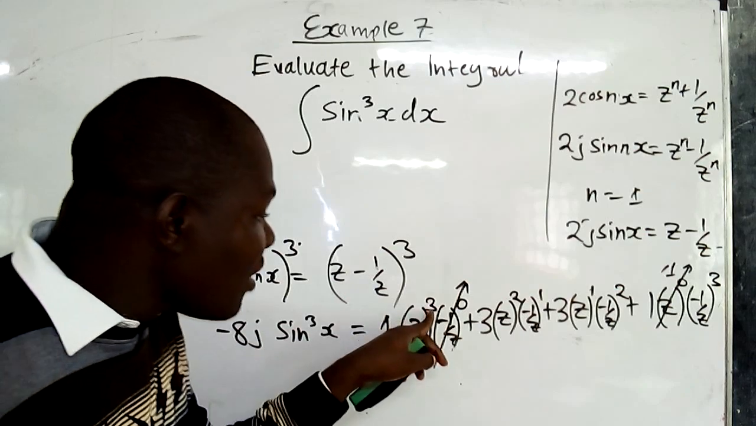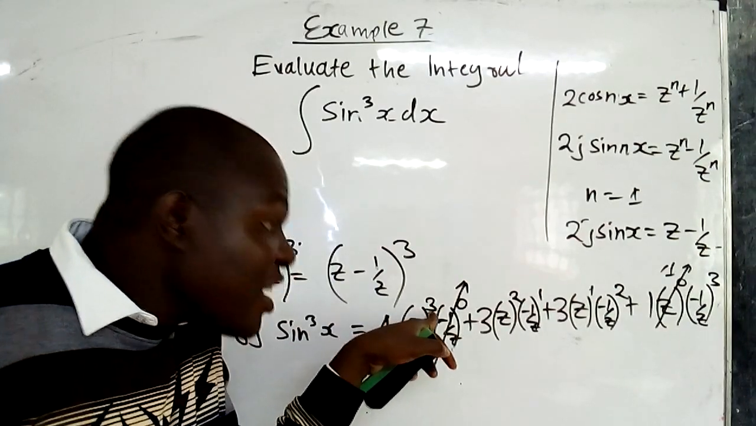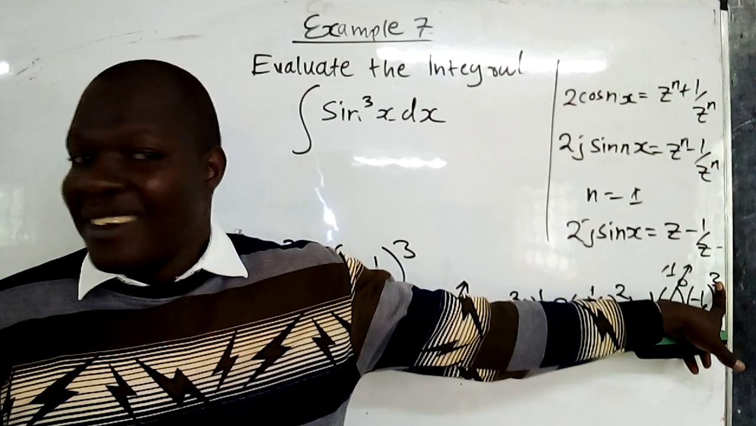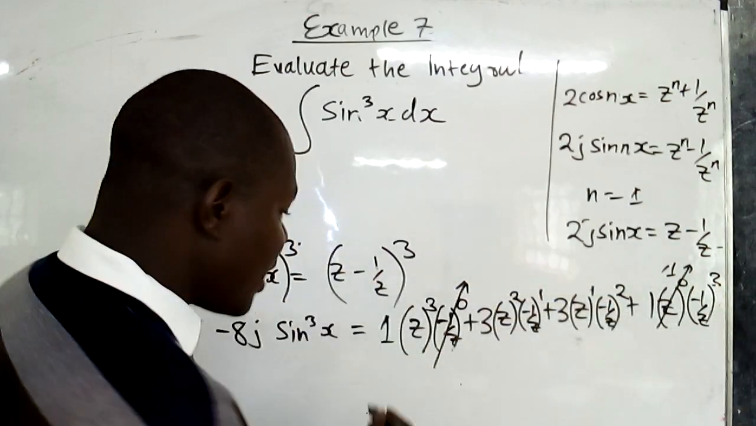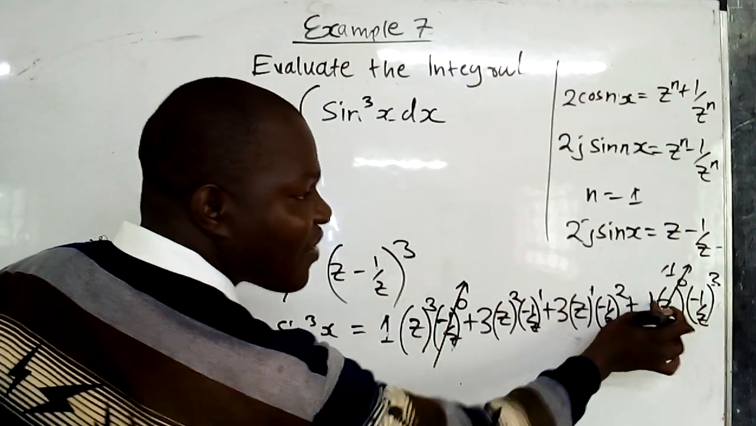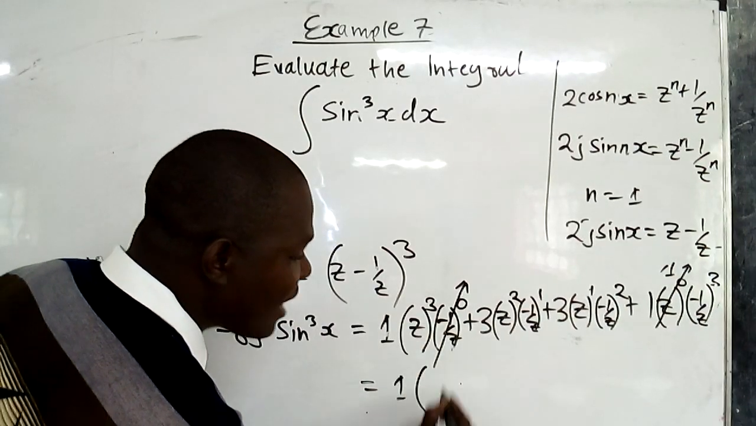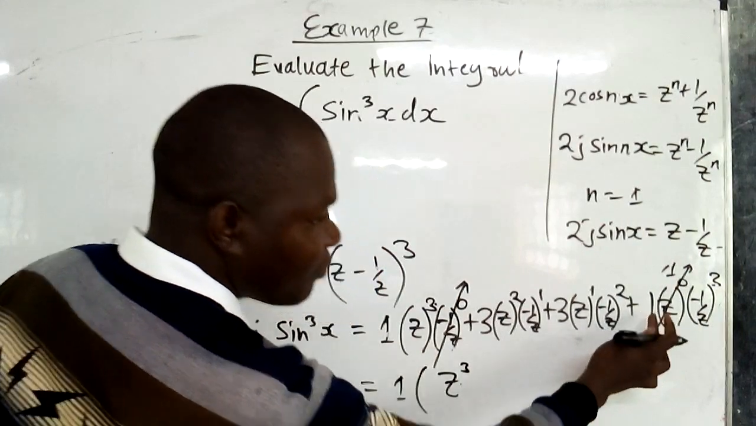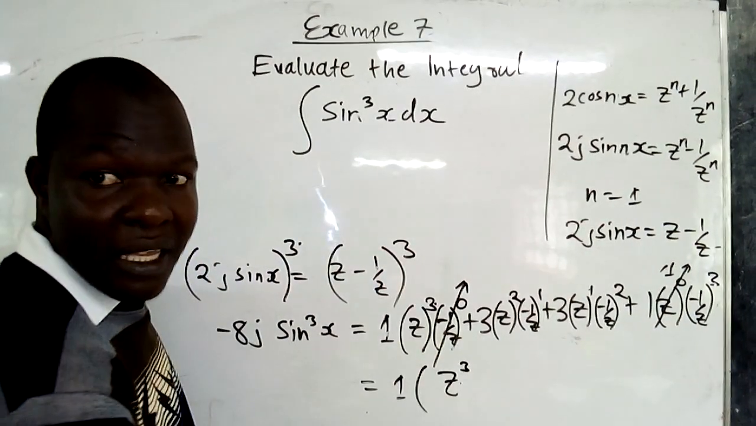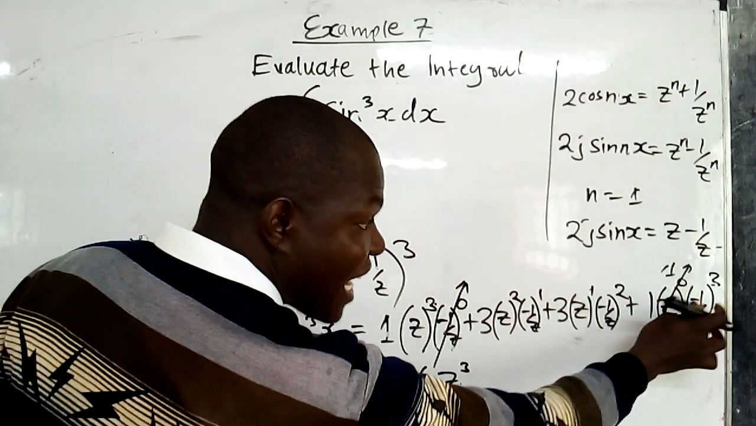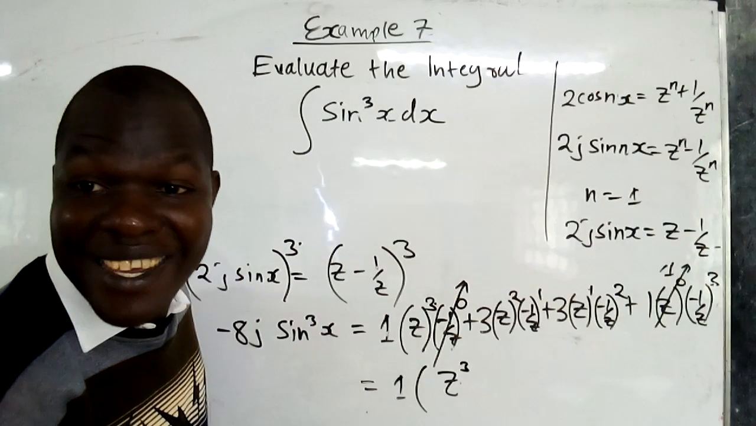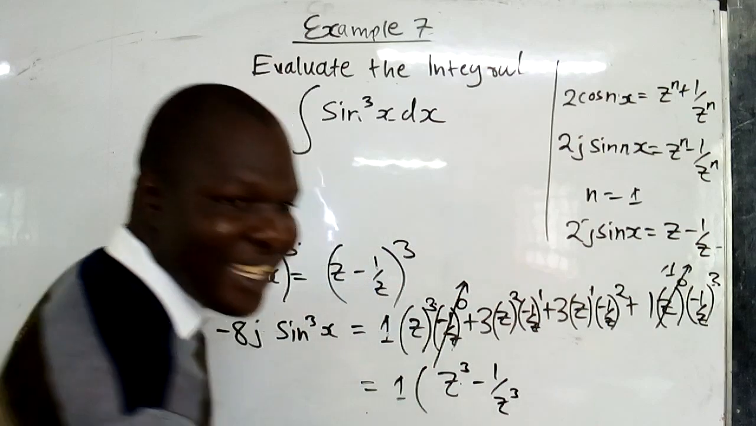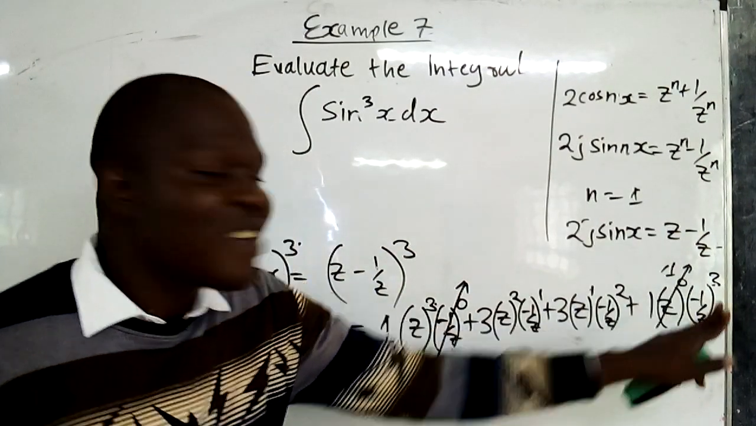So here we have power 3. It means the coefficient of this power 3 must be the same as the coefficient of the other power 3. So you join them together. Are you seeing that? Yes. So there the coefficient is 1, and here the coefficient is 1. If you join them, 1 is outside. Here we have z raised to power 3. Then here negative raised to power 3 is negative, isn't it? So it is minus 1 over z raised to power 3.